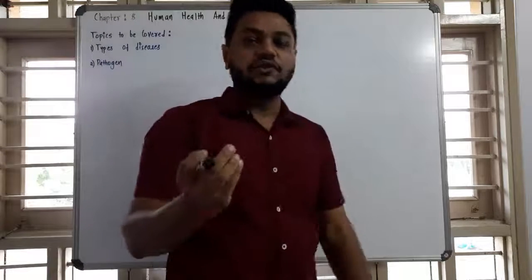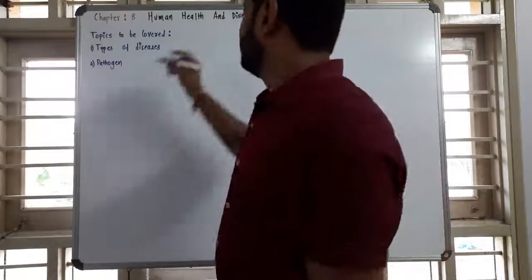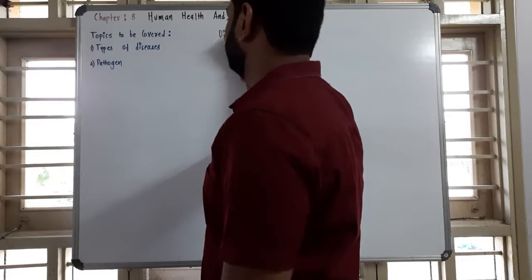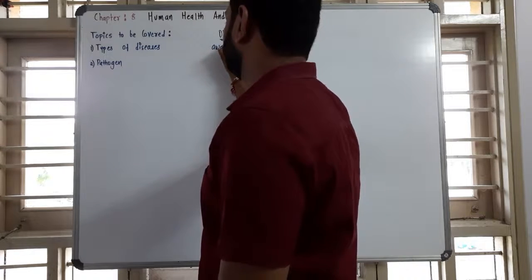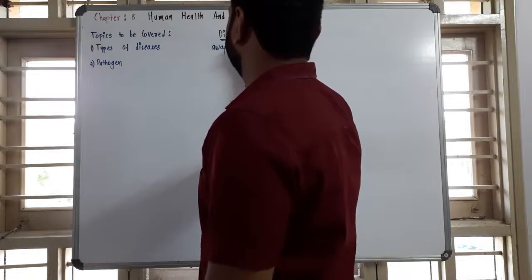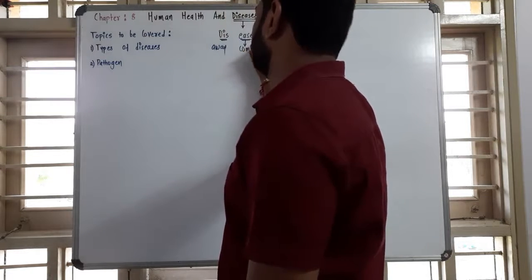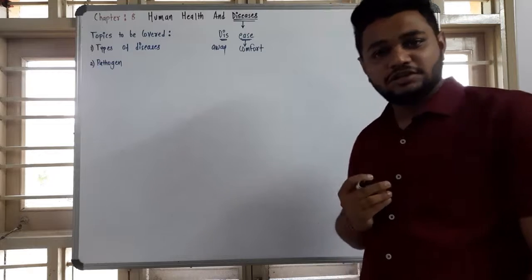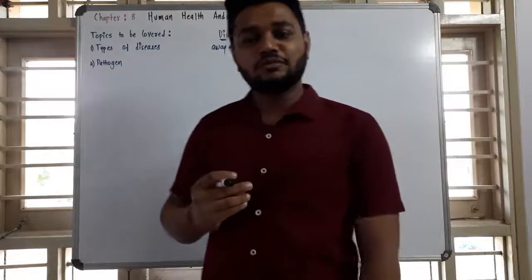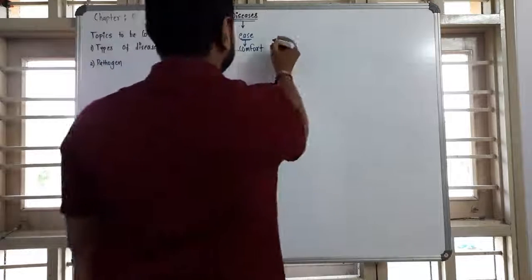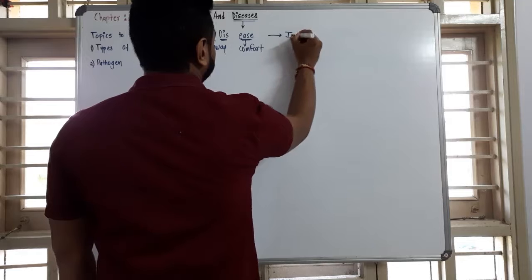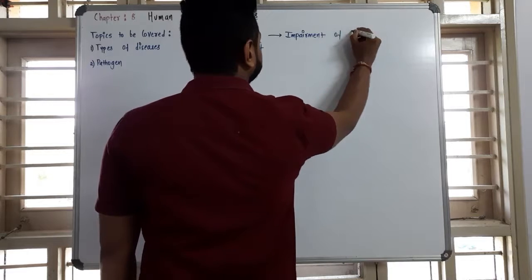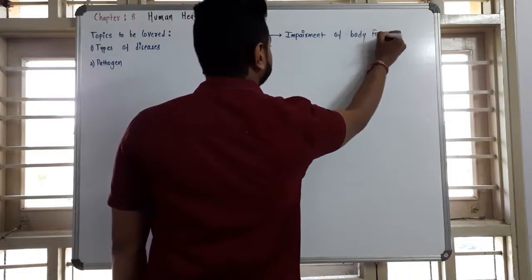Now first one, what is disease? Disease को अगर हम समझे, dis यानी away और ease यानी comfort. Diseases means which takes the comfort of our body. जो हमारा ease ले लेता है उसको हम बोलेंगे disease. Disease means generally impairment of body functions. It impairs our body functions.